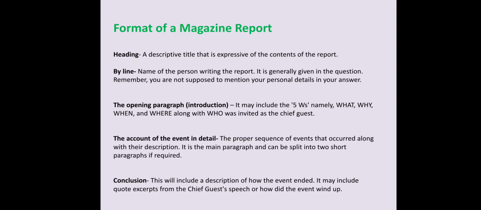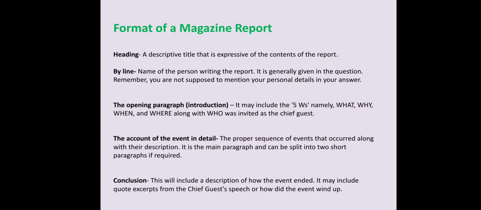Next is the account of the event in detail, the proper sequence of events that occurred along with their description. It is the main paragraph and can be split into 2 short paragraphs if required. Now here the next body of the report you will write down in 2 paragraphs if the paragraph is very lengthy. Here you need to include all the things which took place in your event, how the chronological order of this particular event took place. You have to mention according to that order.